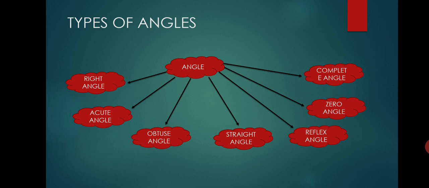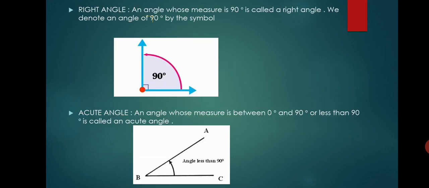Now, types of angle. There are different types of angle. On the basis of their measurement or their degree, we divide angles into these types: right angle, acute angle, obtuse angle, straight angle, reflex angle, zero angle, and complete angle. Right angle. An angle whose measure is 90 degrees is called a right angle. Okay. Here we have this one 90 degree angle. So an angle whose measure is exactly 90 degrees is your right angle.